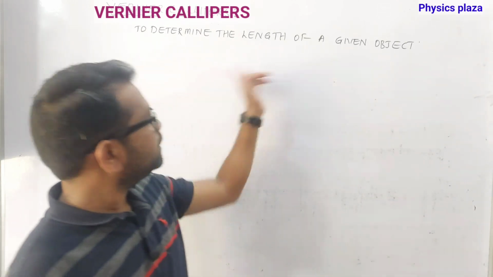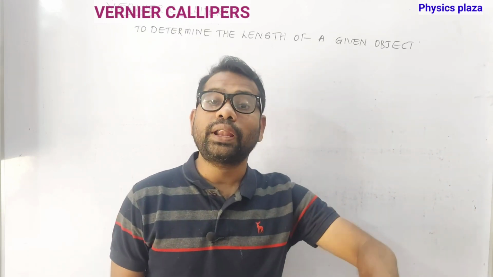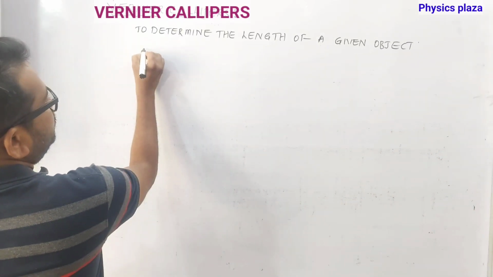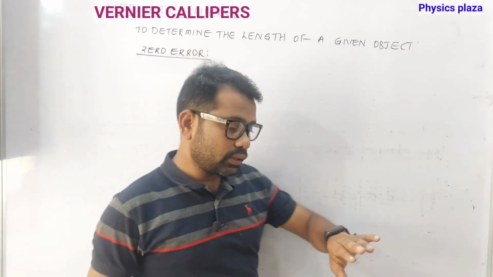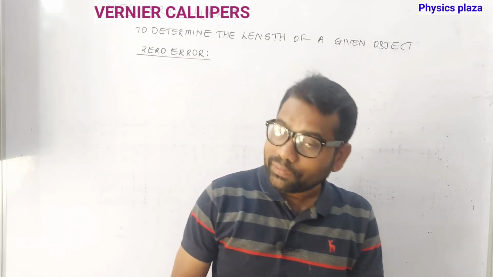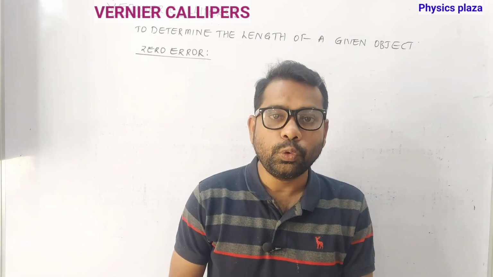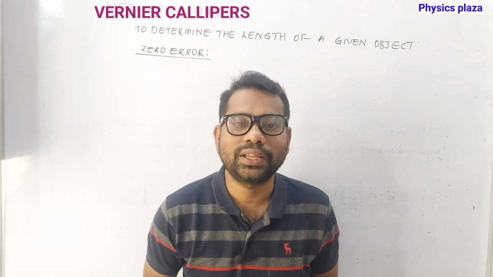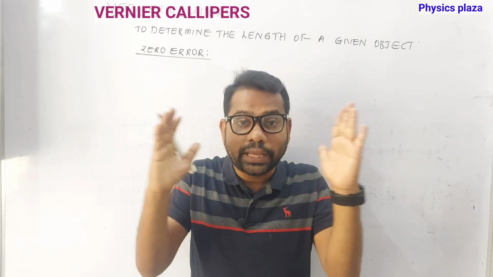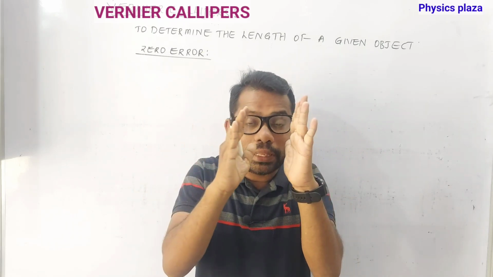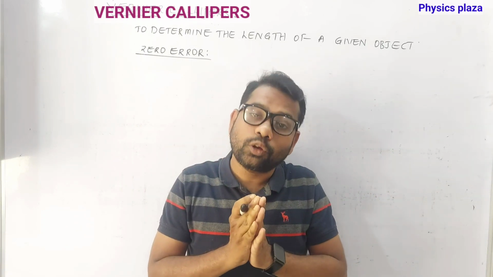So before going to determine the length of a given object, first let us understand what actually zero error is, children. To check whether there is any zero error or not in a given vernier calipers, what we have to do, children? So here we have to bring the external jaws into contact.